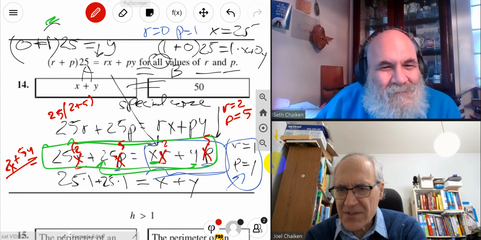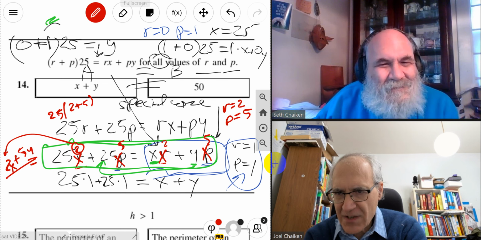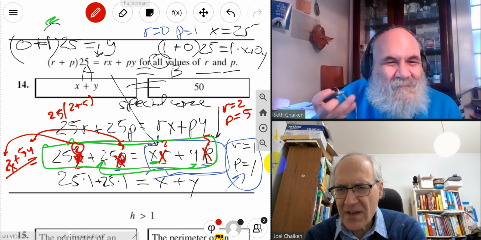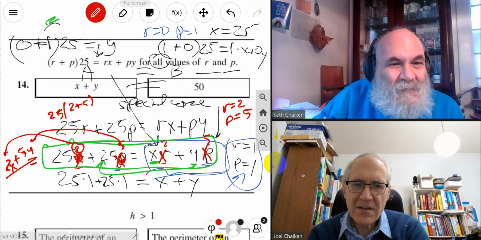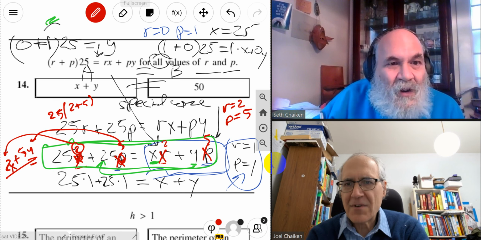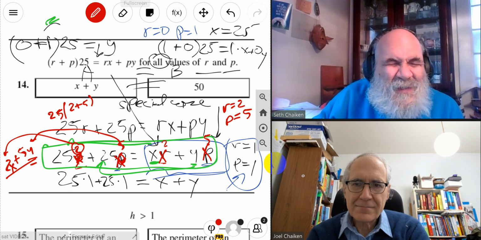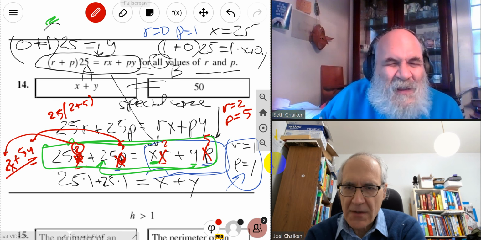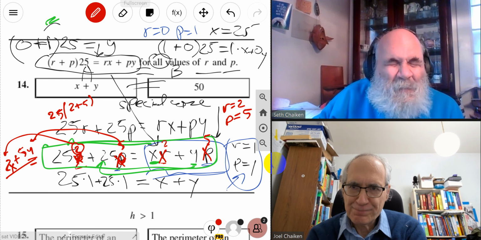If you line these up, this 2 means that x is 25, and this 5 means that y is 25. So x plus y is always 50. Wait, so that means x is always 25 and y is always 25. That's right. The only way for this equation to be true for all R and P is for x to be 25 and y to be 25.